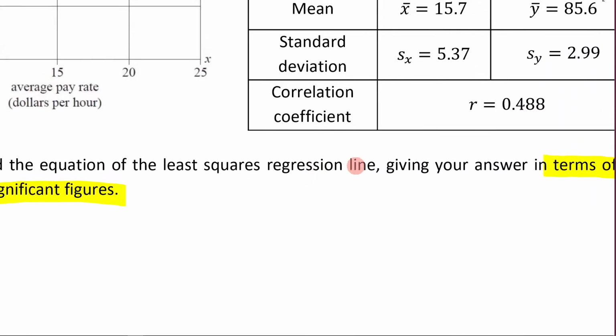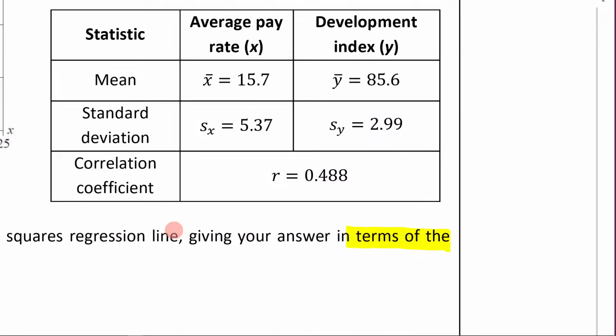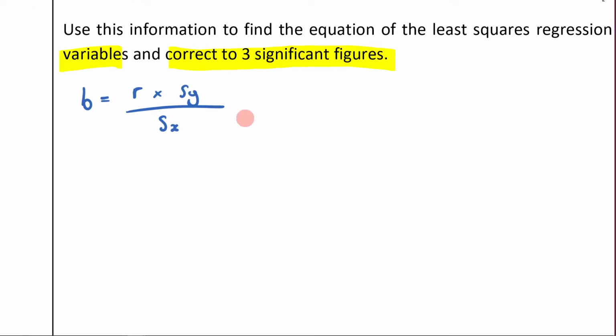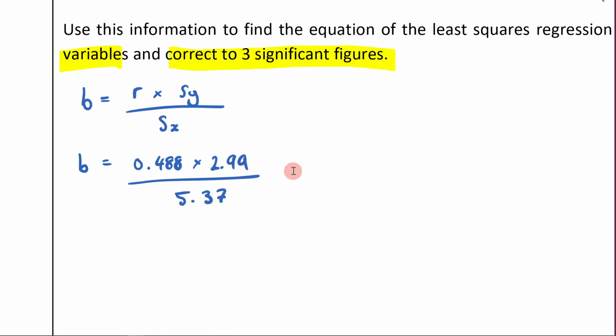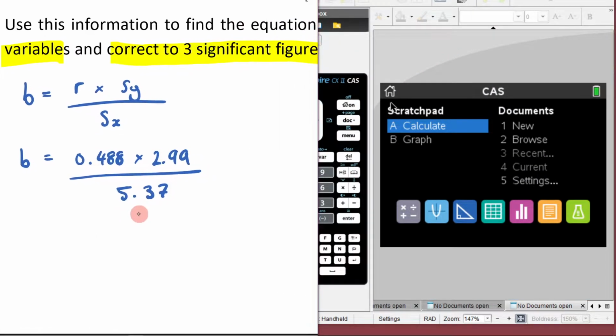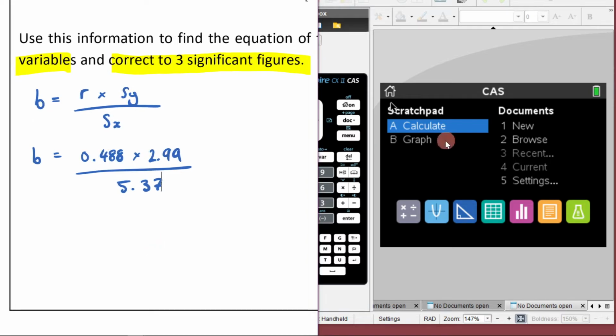I then am going to look at my table and sub in the relevant information. So that is this, this, and that. So let's come over here and sub in all that information. So B is going to be 0.488 times 2.99 over my standard deviation, which is 5.37. Amazing. We now are going to come to our very trusty CAS calculator, and we're going to put in this information right here.